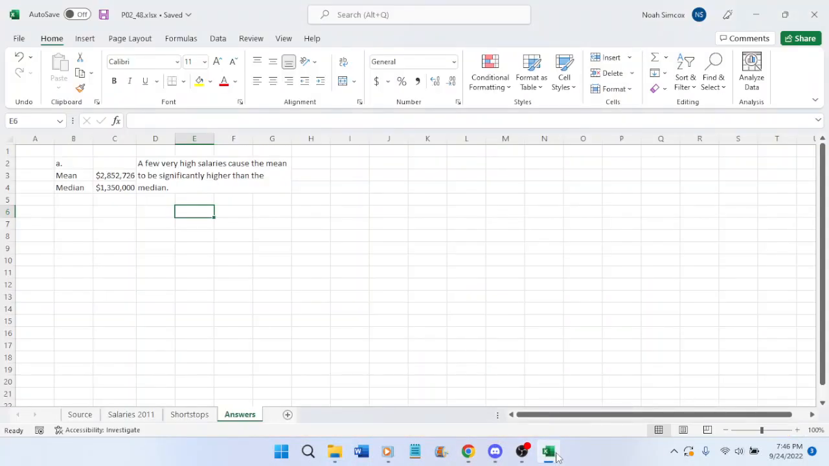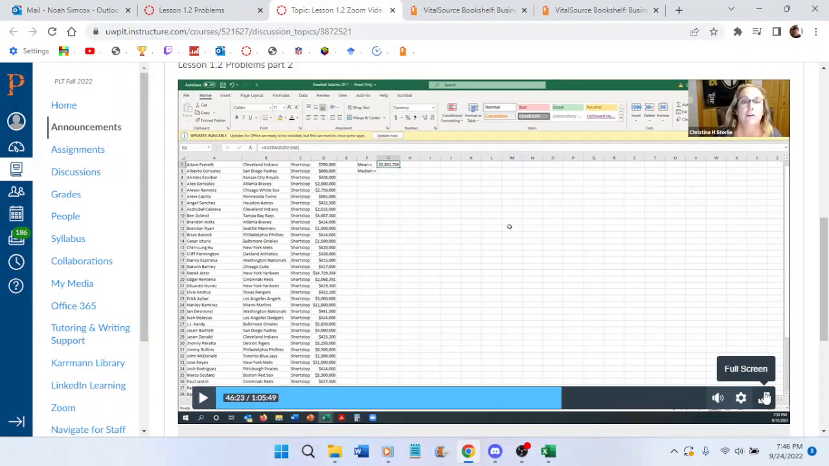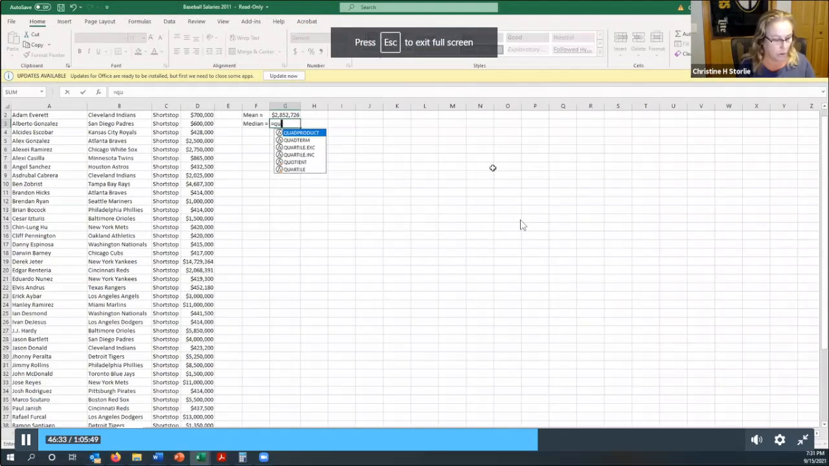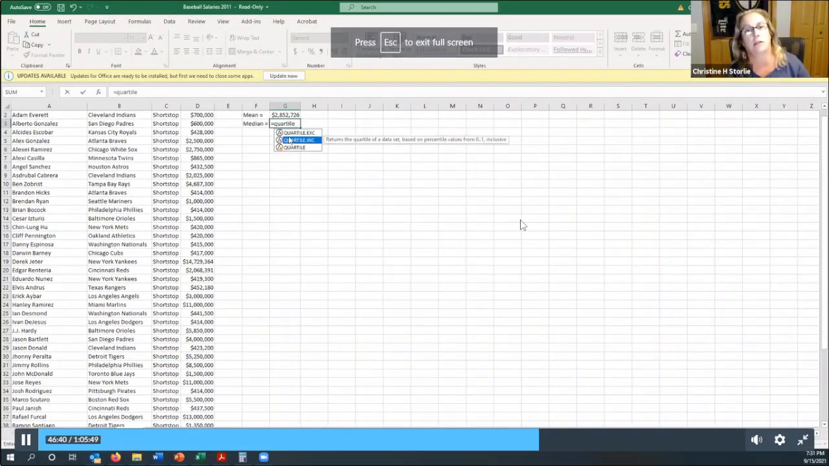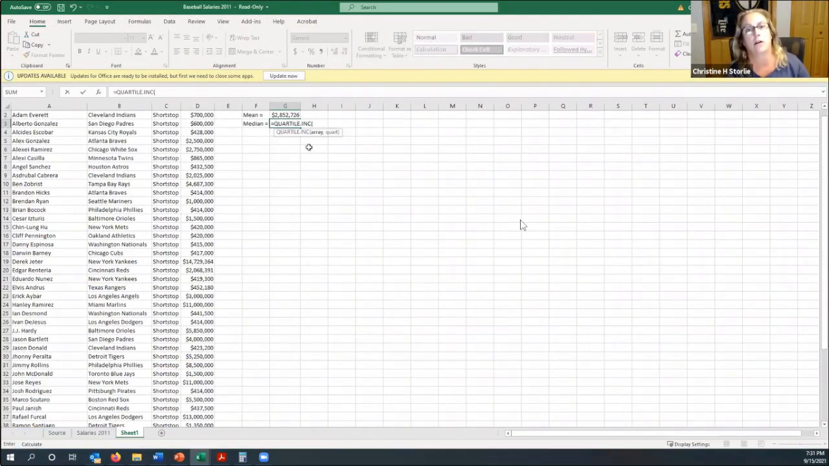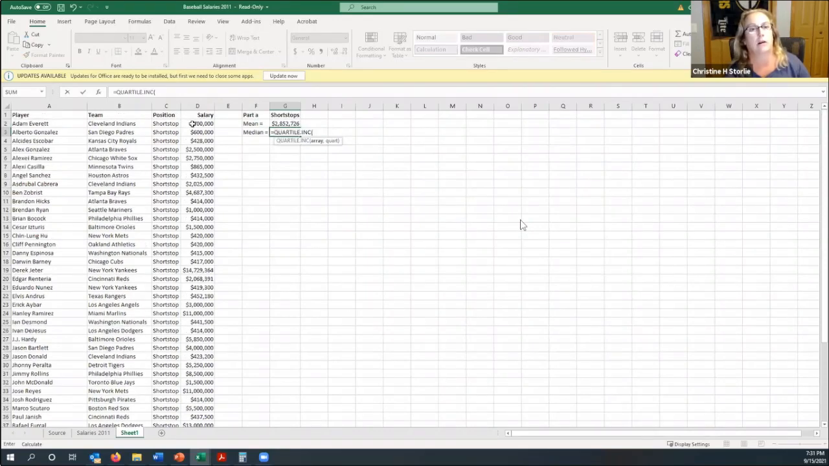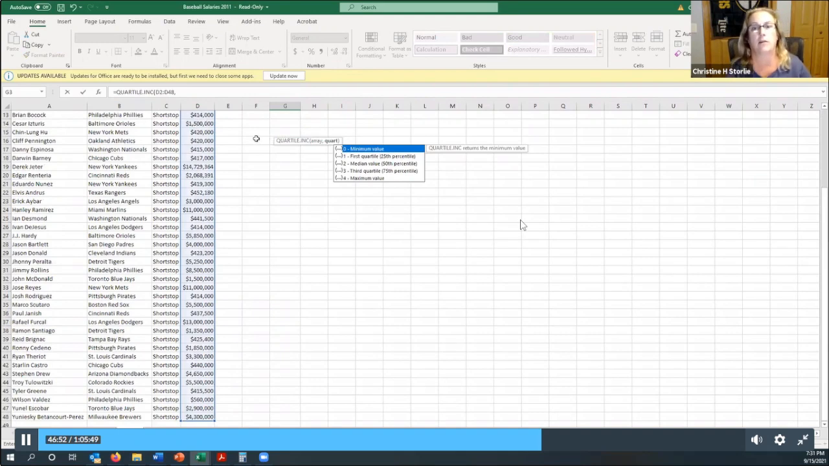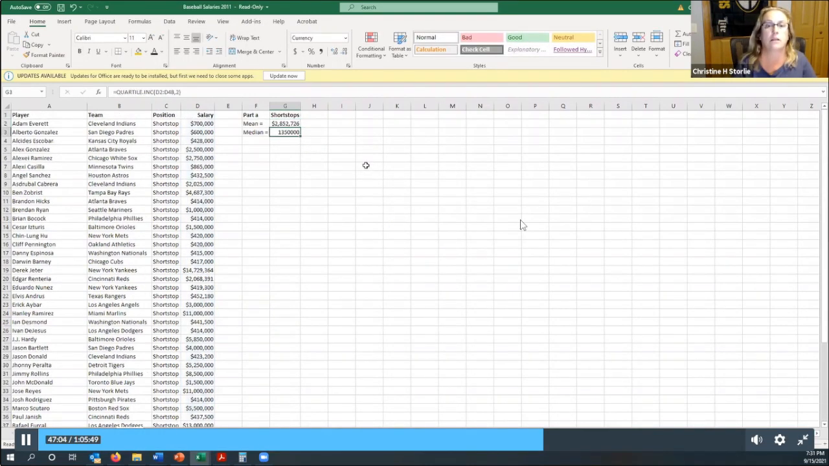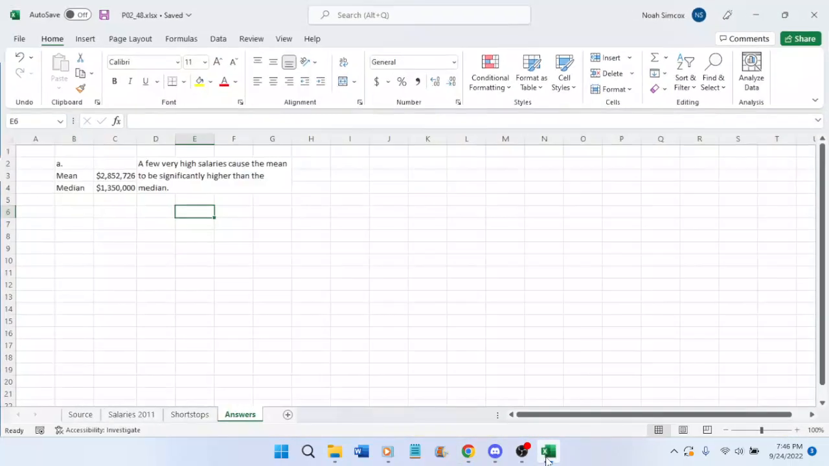2,852,726. Yes, got the correct answer. 2,000 quartile. Oh crap, percentile.inc. She did quartile. The array is from D2. You need to tell it that this is entering. Well, let's see if I got the same answer. 1,350,000. We got the same answer, so it's fine.